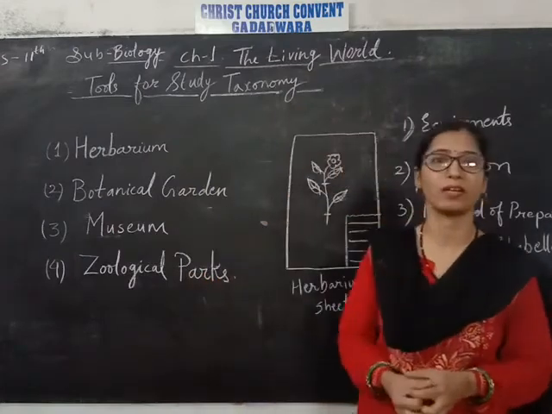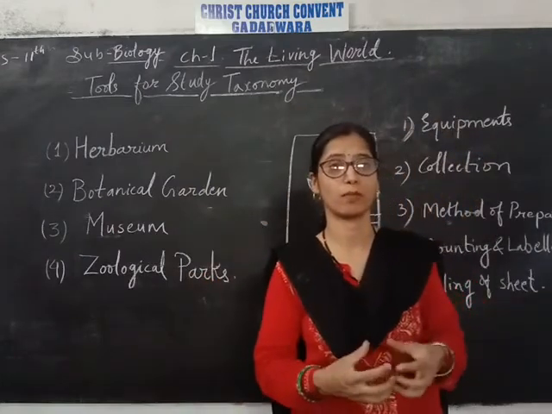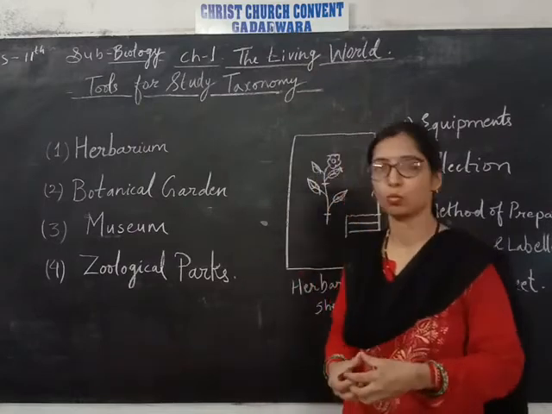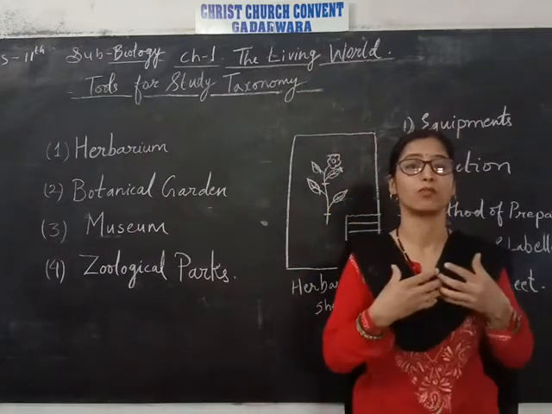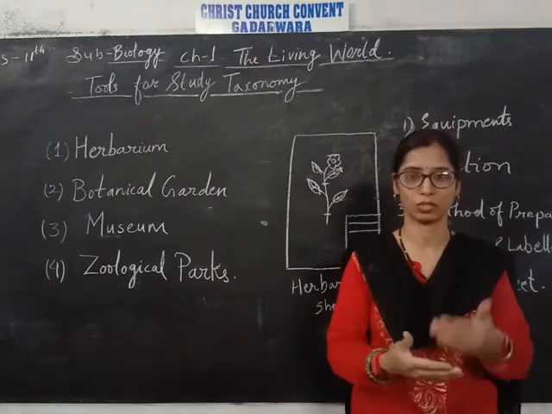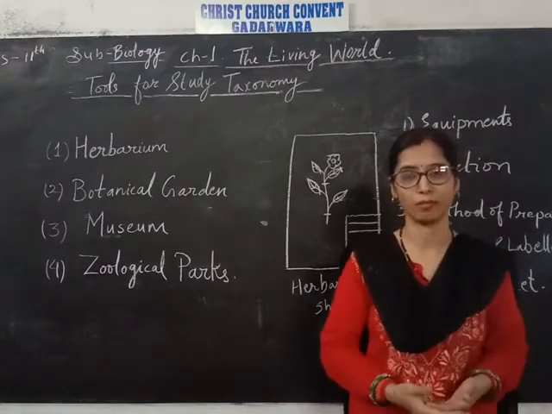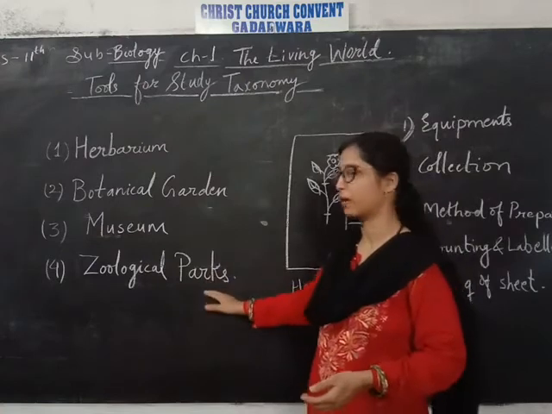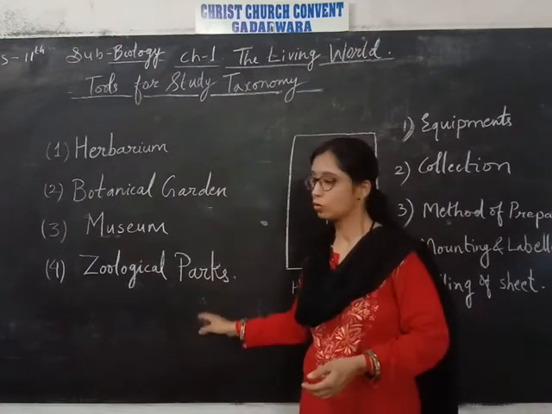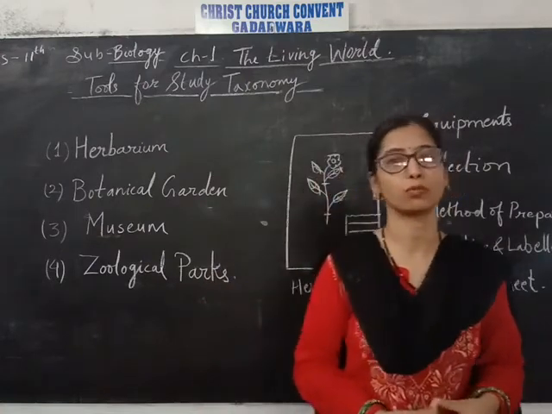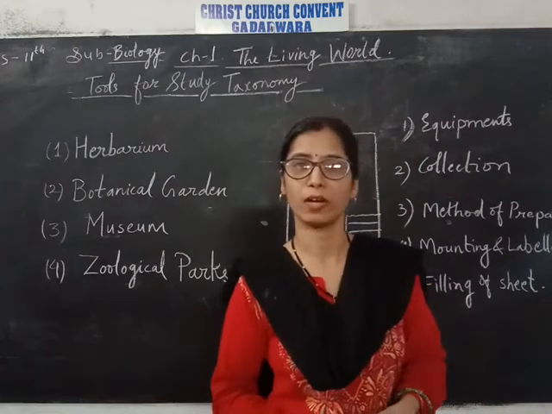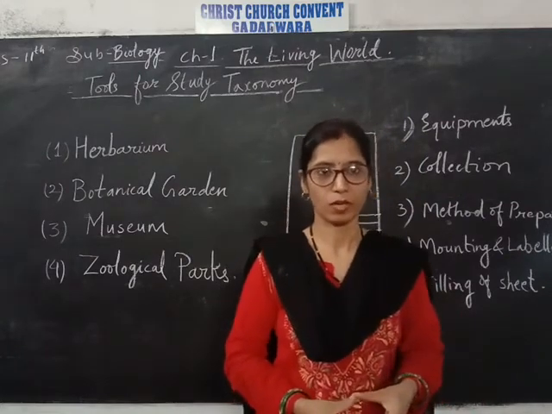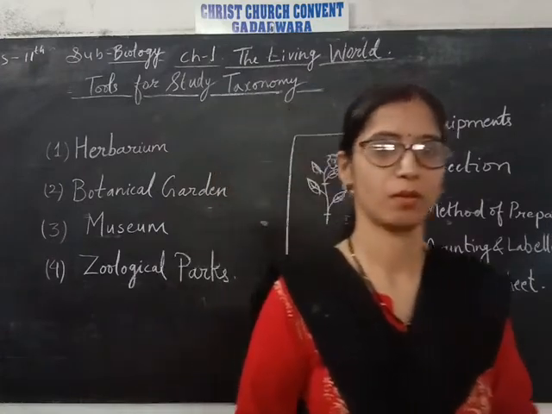For example, Corbett National Park, that is a zoological park. Zoo for the recreation and for the information and knowledge and to study the different types of wild animals. Zoological parks are very helpful. So this is all about the tools for study of taxonomy. I hope you can understand it. Okay, thank you.